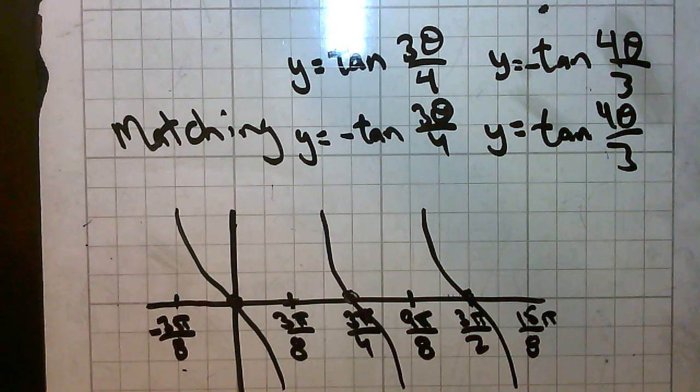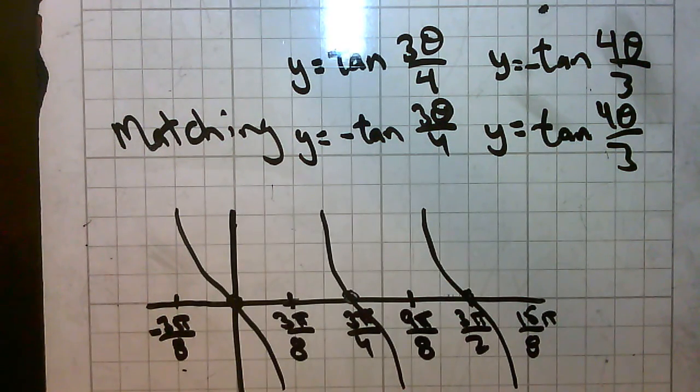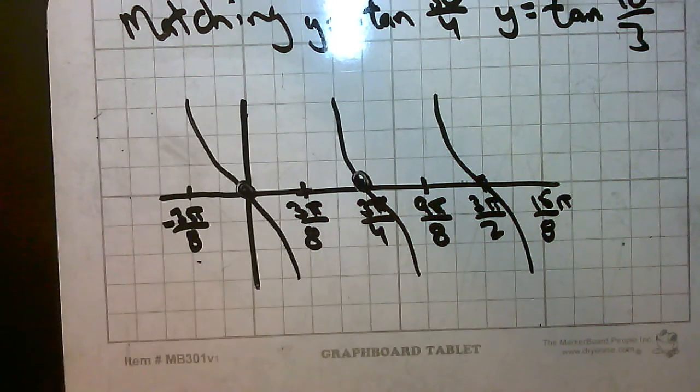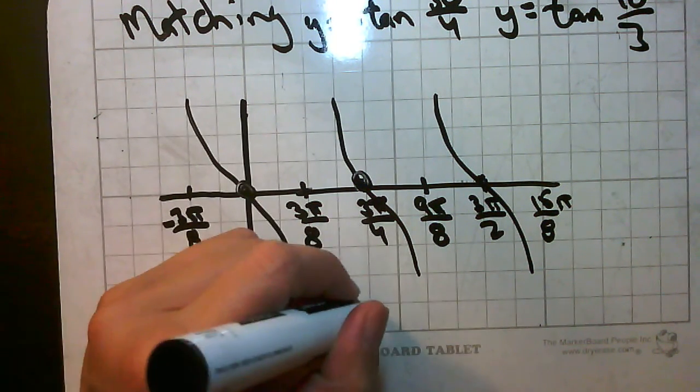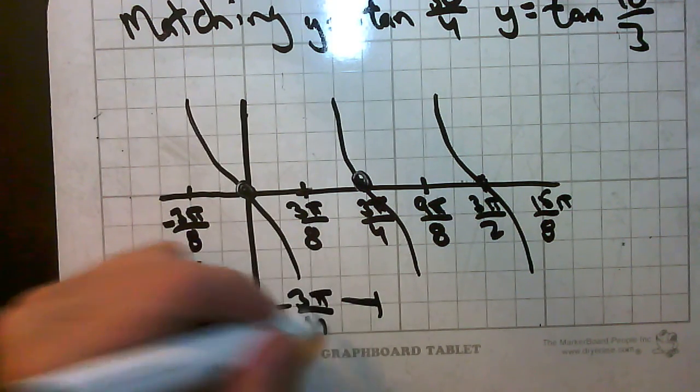Okay, here's our last one. So pause this and take a look. Here's your 4 choices. Here's our graph. Try to think of which equation would match the graph. So the first thing I want you to do is figure out one period. So I know from here to here it starts over. So here, in this case, my period is 3 pi over 4.